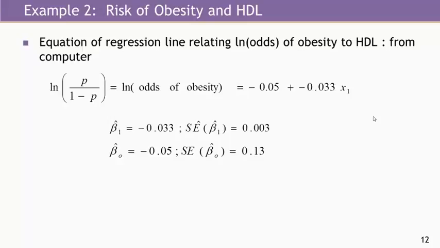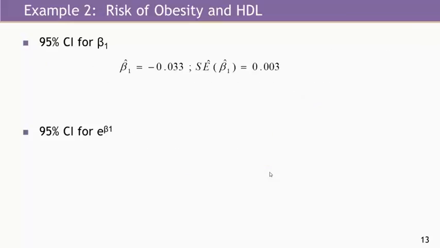How about the risk of obesity and HDL cholesterol levels that we estimated from NHANES data? Recall the result looked like this. The estimated intercept was negative 0.05. Estimated slope was negative 0.033. The computer will give me estimated standard errors for each of these quantities. So we could go ahead and create a confidence interval for this slope, for example.